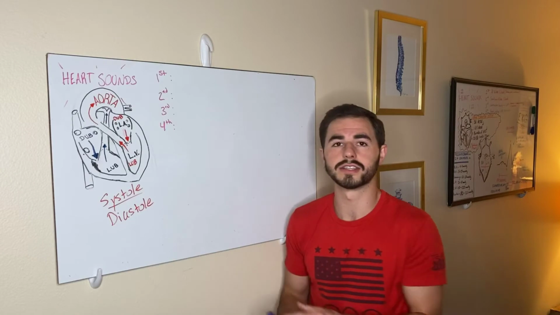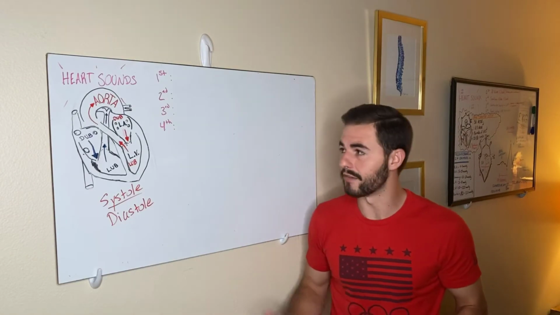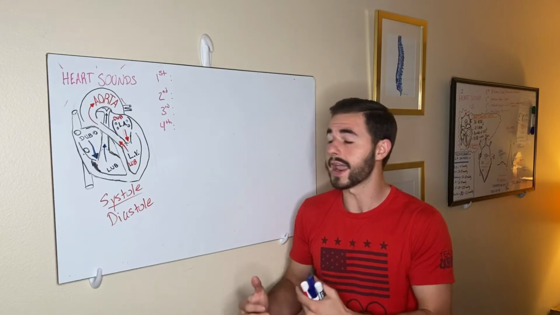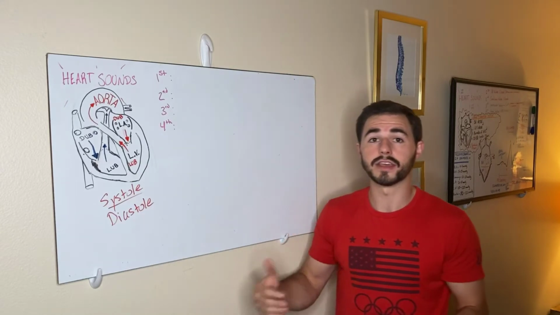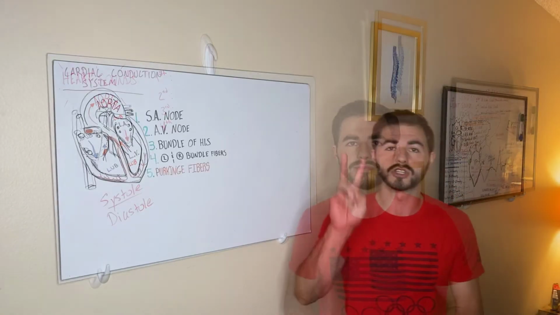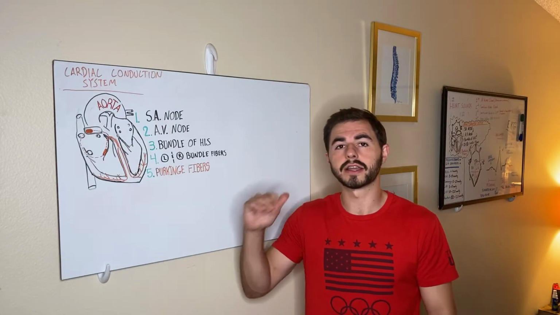So that's the heart sounds. Now let's get a better understanding of how it's able to do this. How does the heart stay autorhythmic, and how does it contract via the electrical conduction system? Let's talk about it. For step number 2, we're going to be talking about the cardiac conduction system.